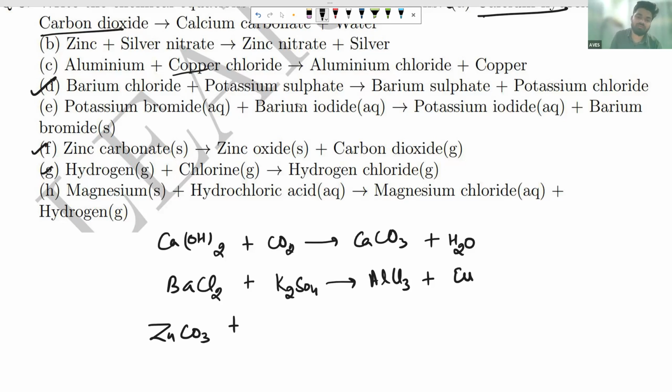Sir, for the BaCl2 formula, Ba has two valency, isn't it? Isn't it instead of AlCl3? They're asking for barium sulfate. Oh, so it's BaSO4 then. Actually, I wrote this one, the above one.